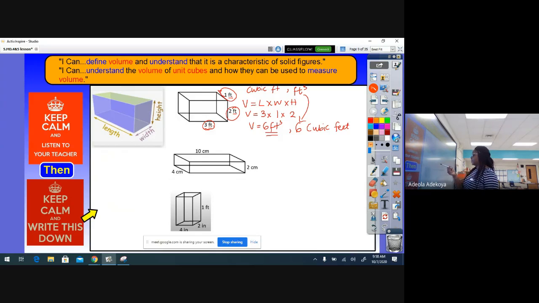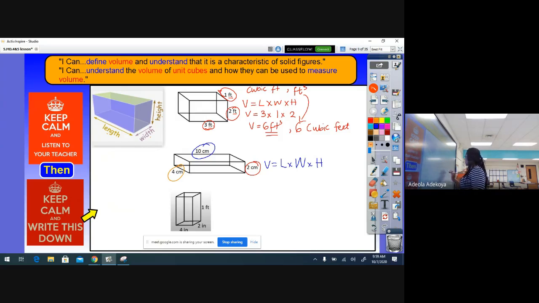Let's go ahead and measure our next object right here. Circle this with one color, circle this with another color, and circle this one with a third color. Again, my volume is my length times my width times my height. I'm going to plug in that formula, length times width times height, and then plug in the numbers.